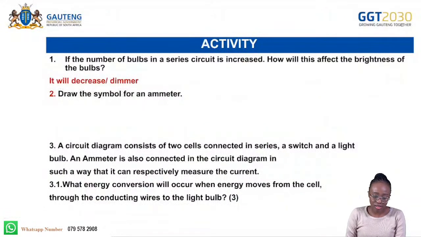If the number of bulbs in a series circuit is increased, how will this affect the brightness of the bulb? It will decrease, or they'll become dimmer. They will become dimmer because of the increased resistance.